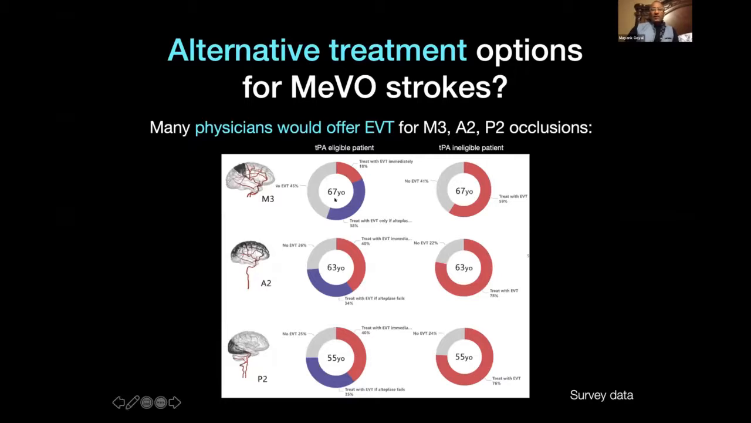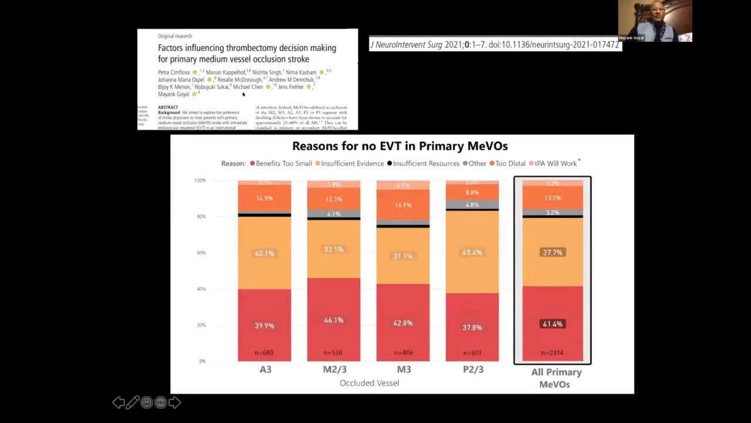It's interesting, we did another survey where we looked at whether the person is TPA eligible or not, and how it influences decision making. And it actually does. Many people on the survey told us that if the patient is TPA eligible, they'll be more hesitant about EVT. They'll give the TPA, wait and see what happens, and then decide from there. We also looked at the factors that people cite for not treating with EVT. And as expected, the two biggest ones were that benefits are too small and there is insufficient evidence. And this is something we are working on to fix. So, move to better evidence.